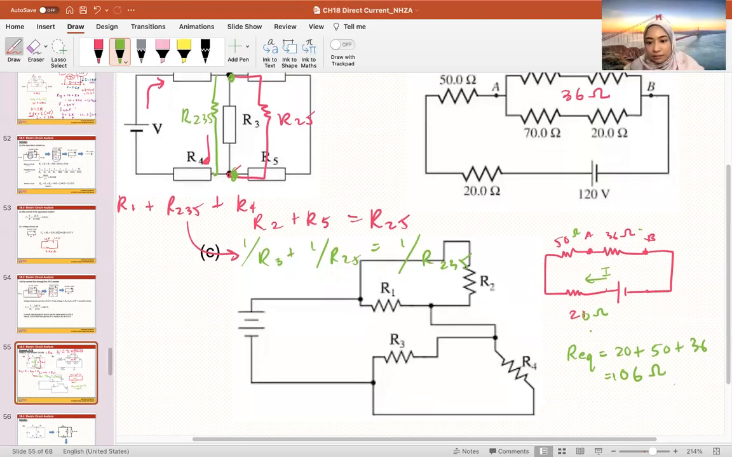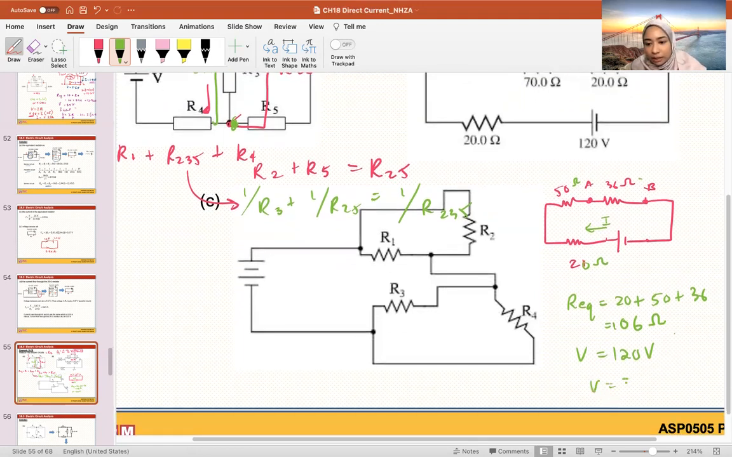Okay, so what is the V that I should use here to find the I? Najwa? Okay. So what is the V that I should use to find the I total? V equals V1 plus V2. So the total is 120 V. Okay, 120 V. So how do I find the I? V equals IR. Okay, so for V, do I use 120 or use V1?